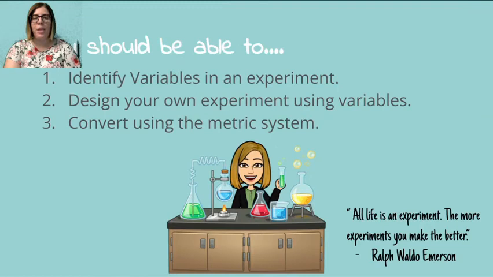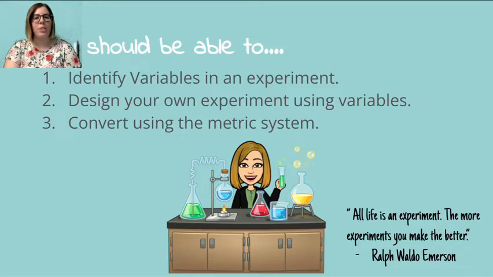So, intro to advanced students, you should be able to identify different variables in an experiment, including independent, dependent, control versus experimental groups, as well as constants, or control variables is another word for it. You should be able to design your own experiment using these variables, and you should be able to convert using the metric system. Remember, all life is an experiment, and the more experiments you make, the better, which was by Ralph Waldo Emerson.